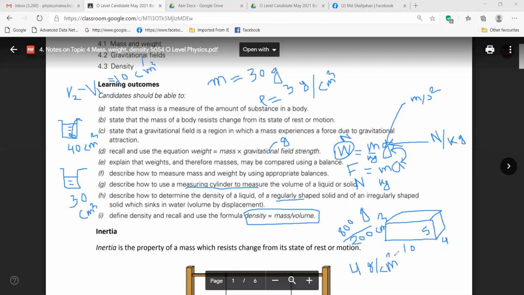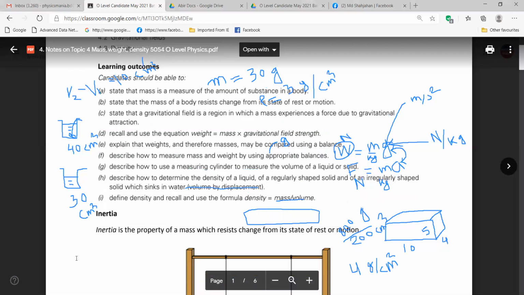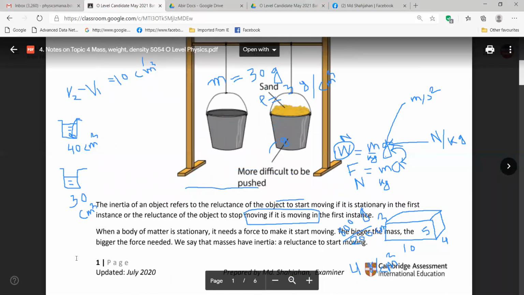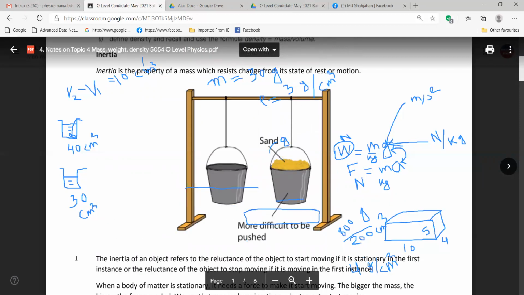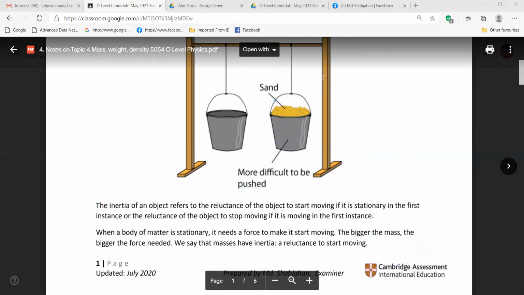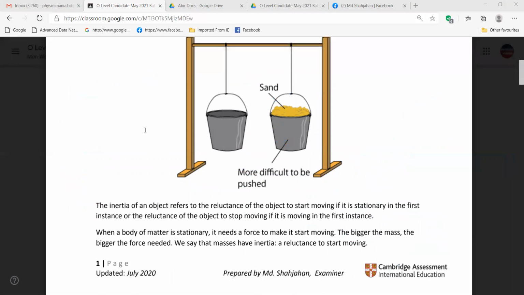All these things are written nicely in our notes. You can go through. All the things are written nicely here. You see, we have here inertia: more difficult to be pushed. The one with sand, right? Look, inertia, we explained in the diagram.